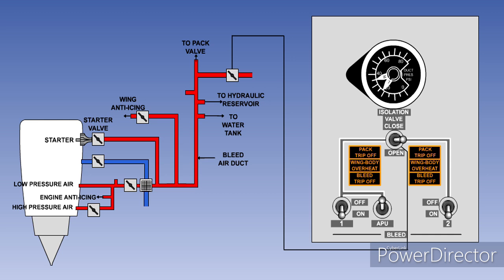Here we show a typical bleed air system. Low pressure, LP air, is taken from an early compressor stage, and high pressure, HP air, is taken from a later stage.